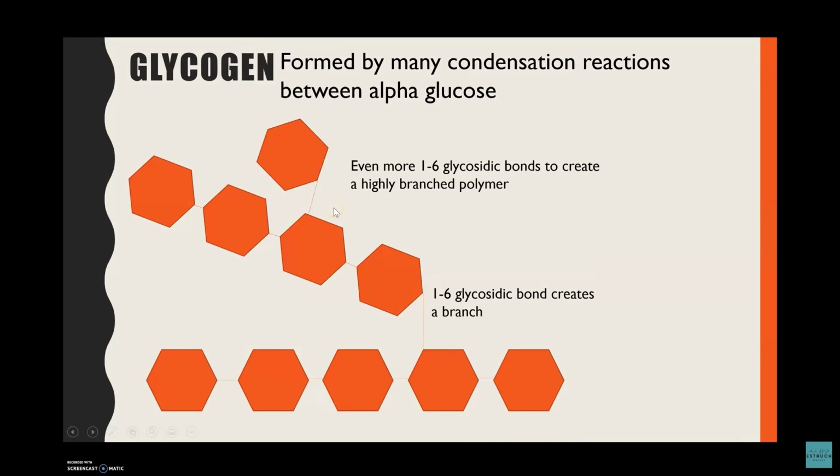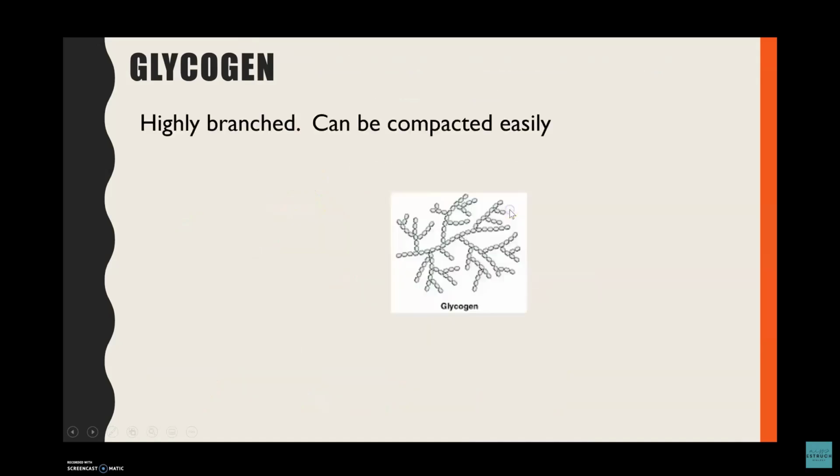One of the key differences though is glycogen has even more 1 to 6 glycosidic bonds compared to amylopectin. So it's a highly branched polymer. So this just gives an overview of how highly branched this molecule is. It can still be compacted though, so you can fit large amounts of glucose in a small space.